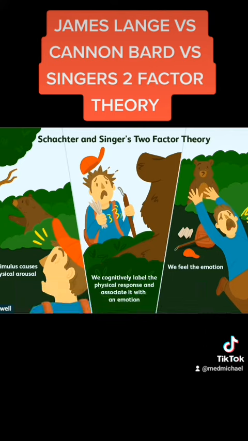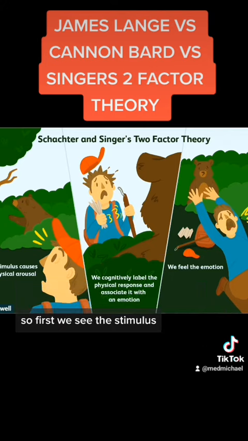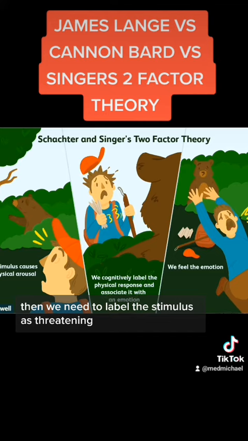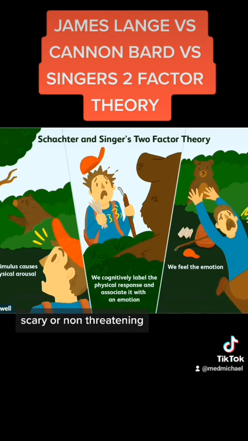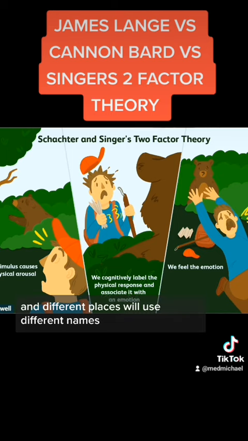So first, we see the stimulus, for example, a bear. Then we need to label the stimulus as threatening, scary, or non-threatening, right? It has to be one or the other. Either we are afraid of it or we're not. So now that we have, quote unquote, in this example, labeled it as threatening, now we feel the emotion and now we are scared. Additionally, with this two-factor theory, we have two factors, and different places will use different names.